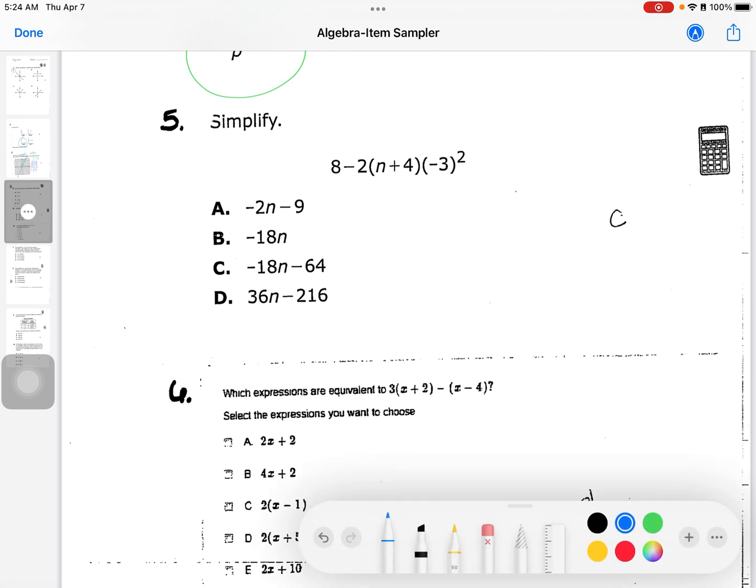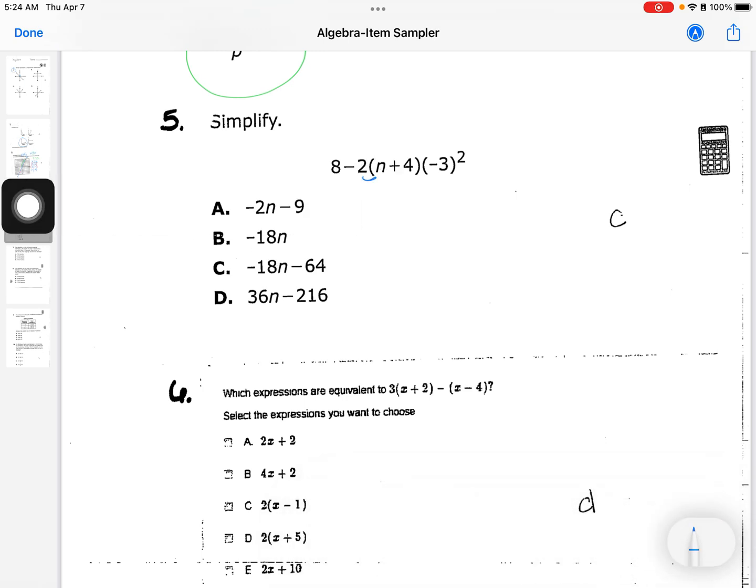Right. Number 5 took us back to simplifying. So when we take a look at simplifying this, the first thing we see is we have some subtraction here, and then we have some multiplication. Well, which comes first? Subtraction or multiplication in order of operations? If you said multiplication, you'd be correct. So the first thing we're going to have to do is distribute this -2 to each of these items.